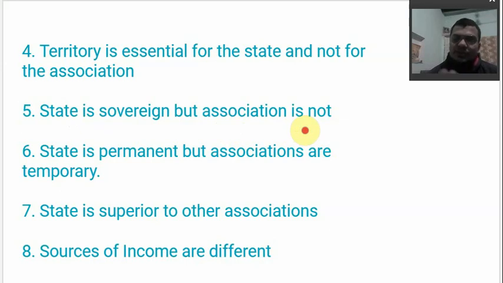Okay, whatever the state wants to do, it can do. There is no other power up and above it. There is nothing beyond the state. But is it the case with association? Can you see this clearly, that the association is not sovereign? Association has to work in accordance with the will of the state.